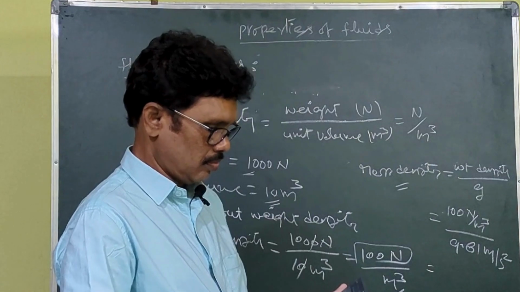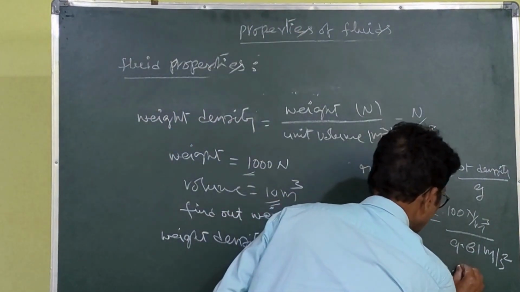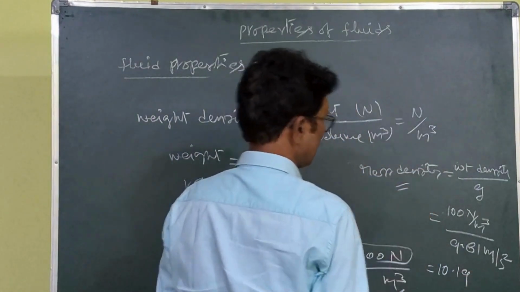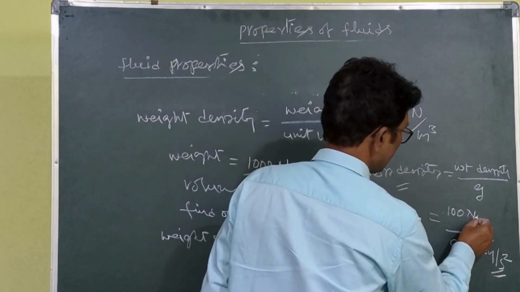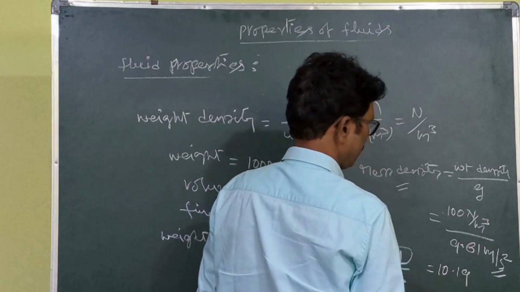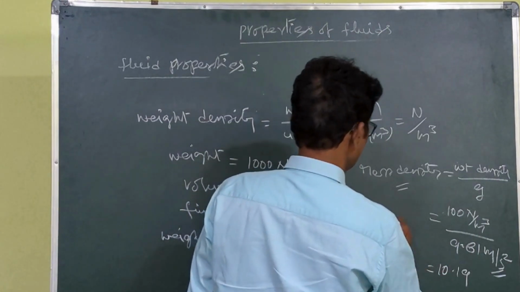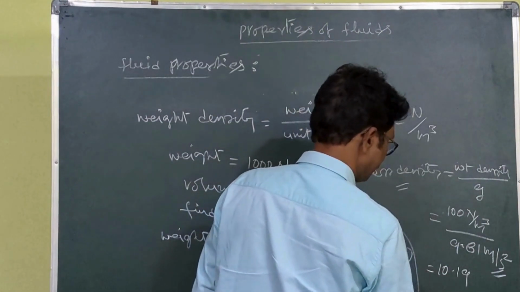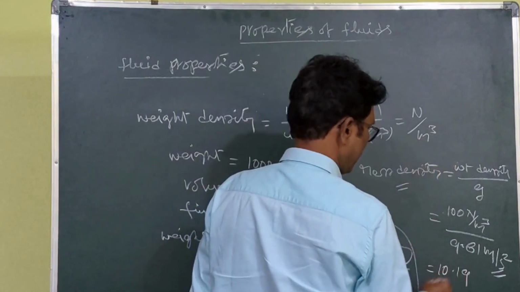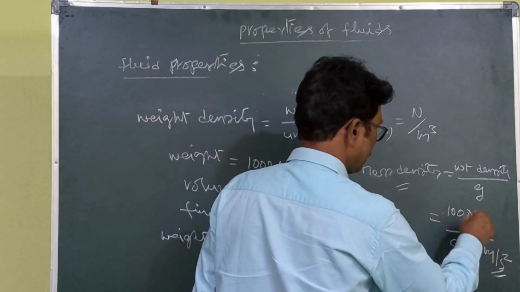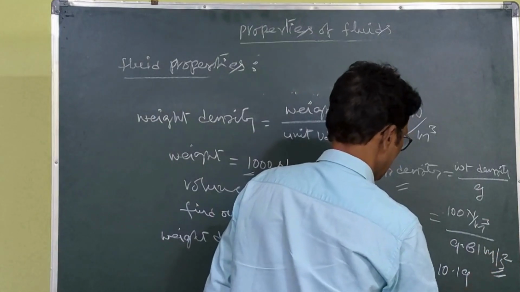So in this case, this is equal to 10.19. What is this? This is the Newton per meter cube. Otherwise, this is equal to mass density. What are the units? Kg per meter cube. So we have to arrive at the units kg per meter cube.